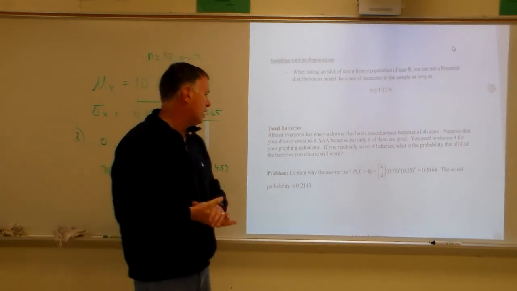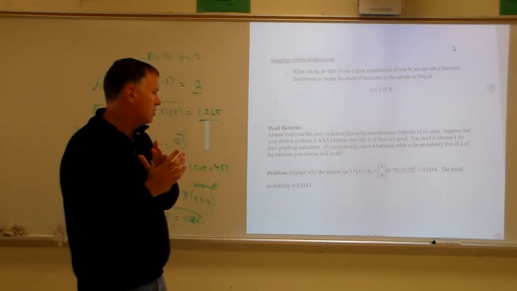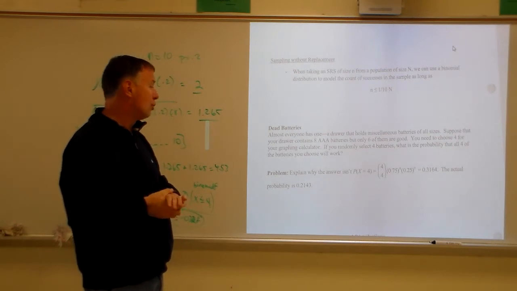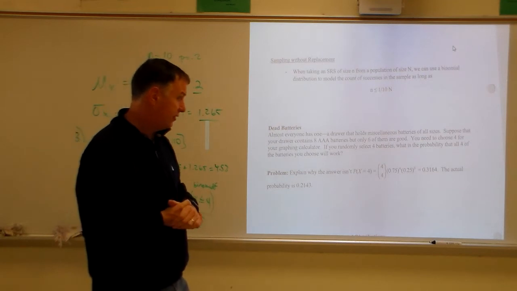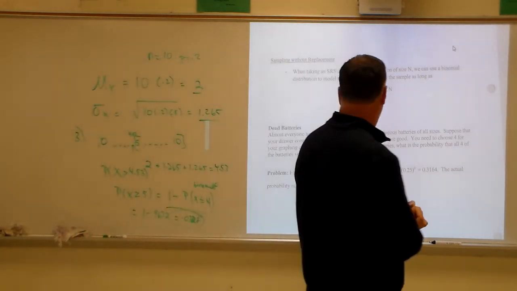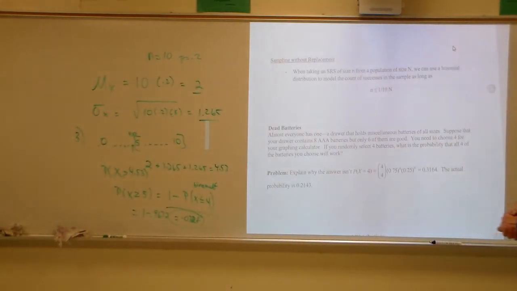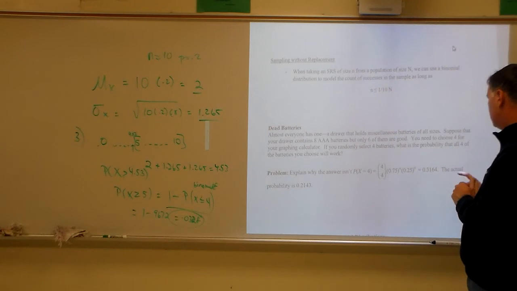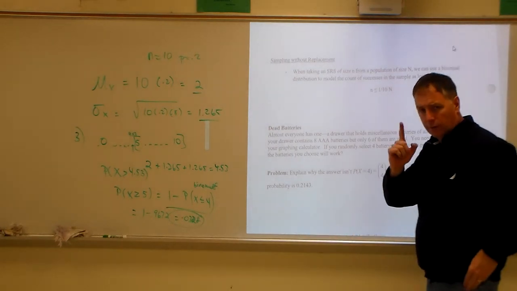It says that almost everyone has a drawer that holds miscellaneous batteries of all sizes. Suppose your drawer contains 8 AAA batteries, but only 6 of them are good. You need to choose 4 for your graphing calculator. If you randomly select 4 batteries, what's the probability that all 4 batteries you chose will work? Explain why this is not the actual probability. The actual one is 0.2143.